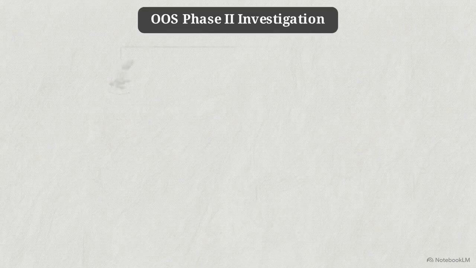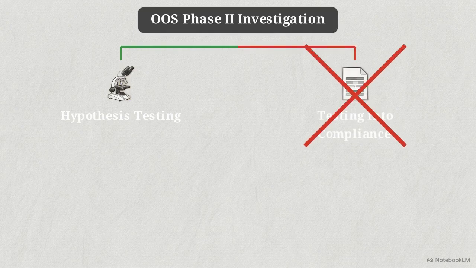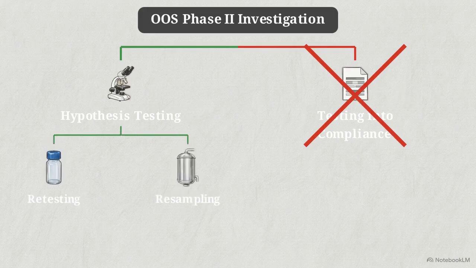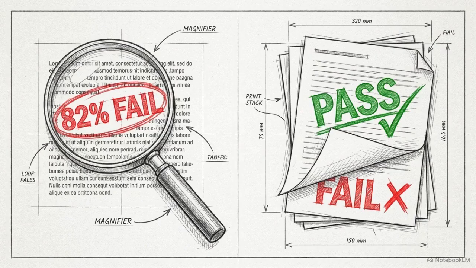The green path is hypothesis testing, a controlled experiment. The red, crossed-out path is illegal testing into compliance. In hypothesis testing, retesting uses the original small vial, while resampling takes a completely new cut from the large manufacturing vat. Distinguishing between testing to discover a root cause and testing to hide an inconvenient result is exactly how a company survives a stringent FDA audit.